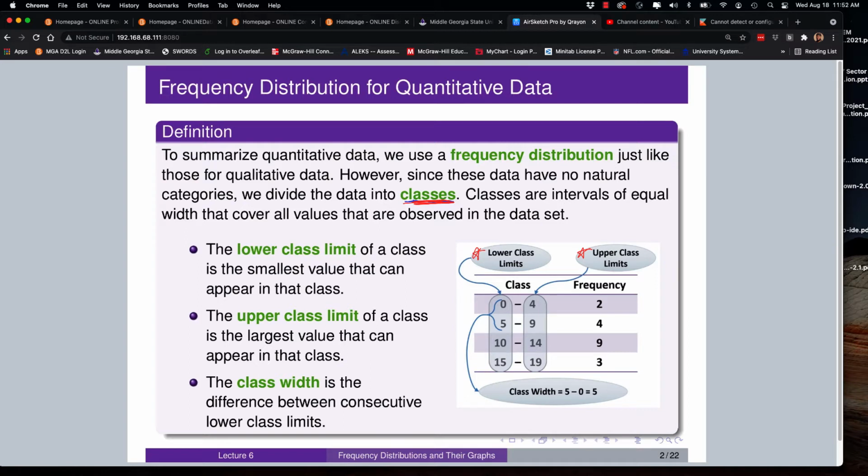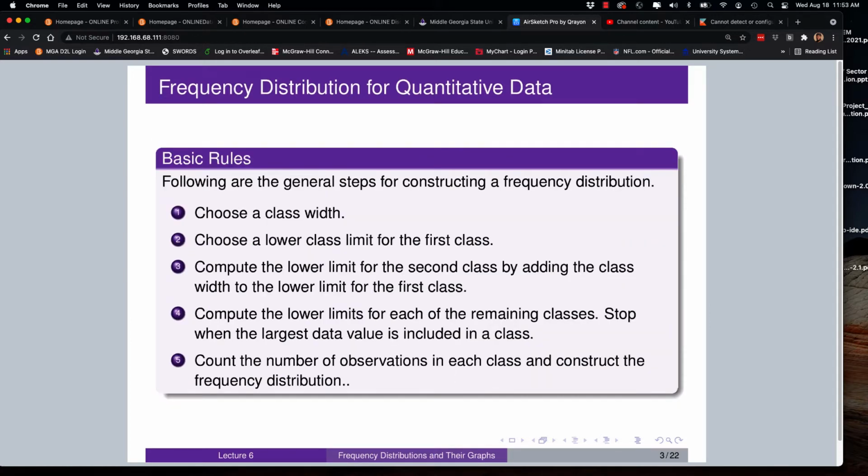The class width is something we get to choose as the researcher. Oftentimes, if I ask you to construct one, I'll probably tell you how many classes I want, just so it's easier for me to grade, but in reality it's up to you how wide your class width is. In this case, your class width is the difference between your lower class limits. So from 0 to 5 means our class width is actually just 5. That's again a choice you make, but the number of classes you have corresponds to the number of what we call bars or bins in your histogram, as we'll see later.